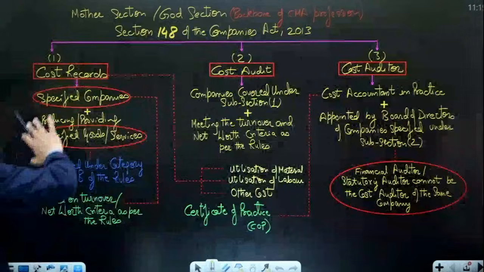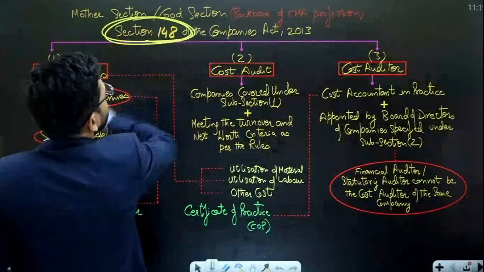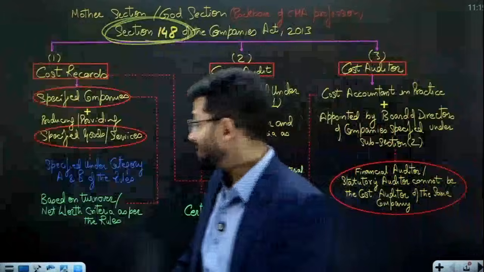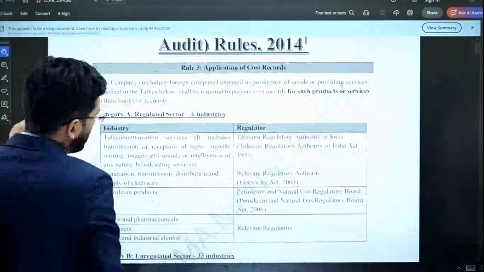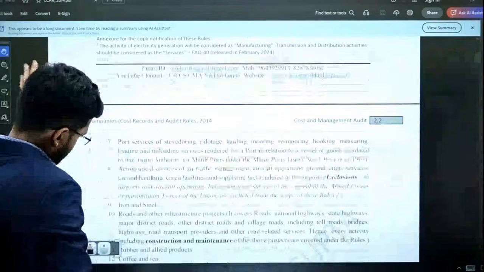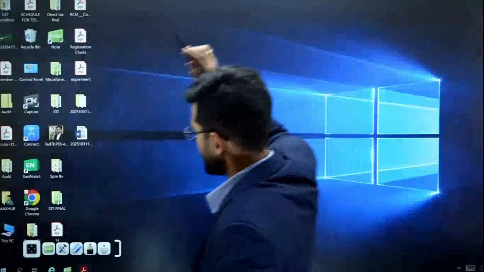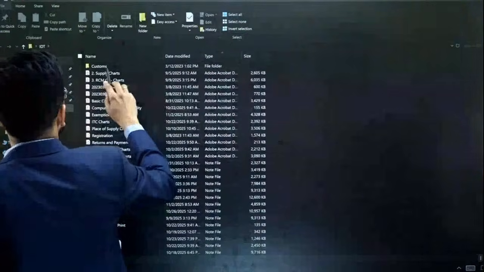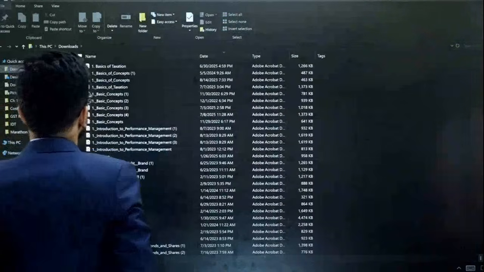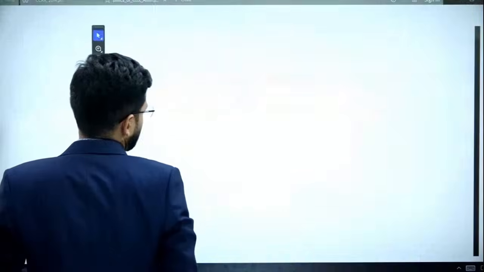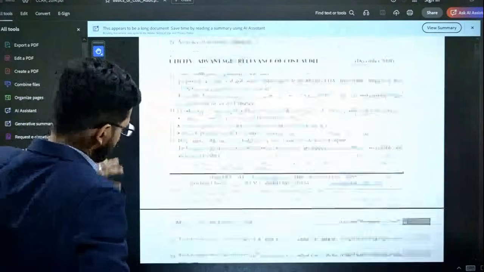Okay, sir, got it. So this was the brief of section 148. Now let us delve into great detail of section 148: first subsection 1, then subsection 2. Let us delve into the depth of section 148. Let me open yesterday's notes as well, because yesterday's notes will contain the section 148 language. Yes, these are yesterday's notes. Please open yesterday's notes also.